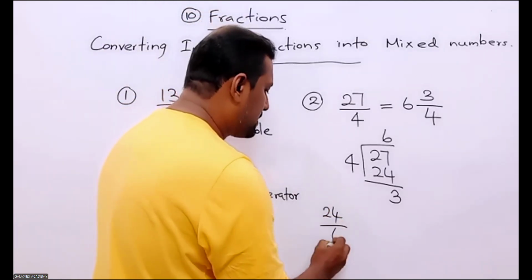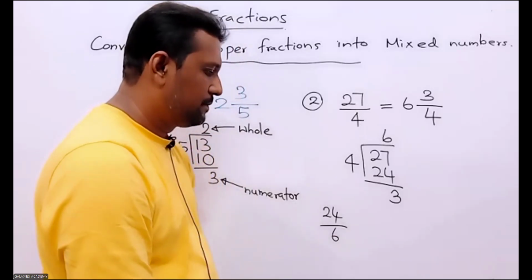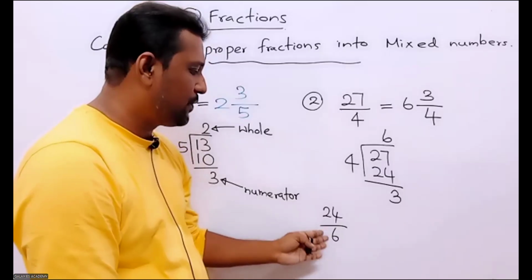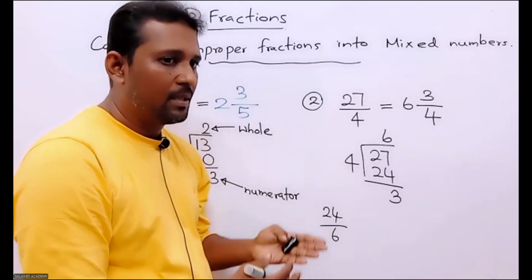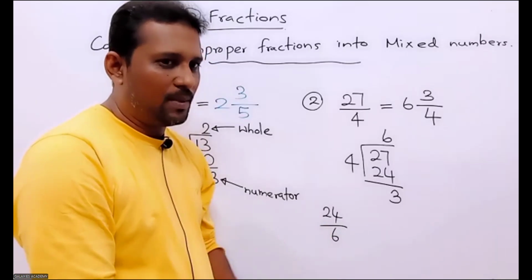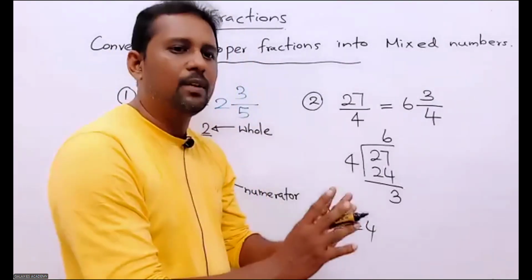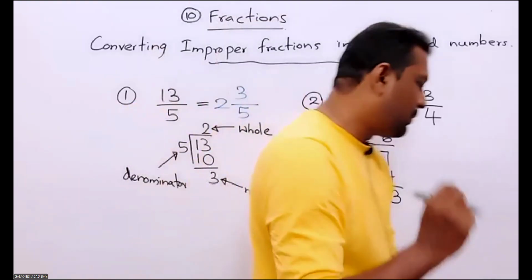24 over 6. You know 24 can be divided by 6. 24 over 6, what is the value? 4. It should be a whole number. Also, if you want, we can check.